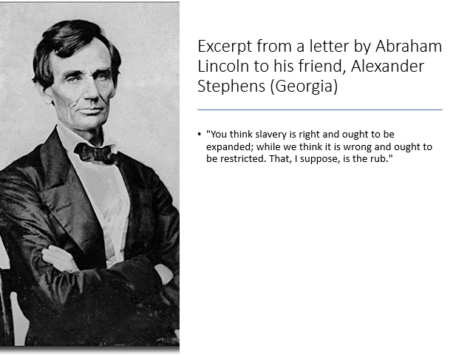It's summed up in this excerpt from a letter by Abraham Lincoln to his friend Alexander Stephens, who was a resident of Georgia. Lincoln is quoted in the letter as saying, "You think slavery is right and ought to be expanded, while we think it is wrong and ought to be restricted. That, I suppose, is the rub." So this sums up the divide between what some people in the South wanted for slavery and what people against slavery wanted. So the idea of expansion versus restriction.